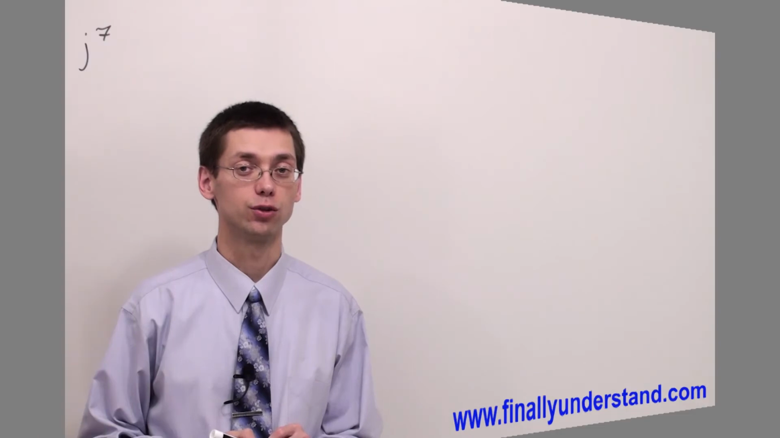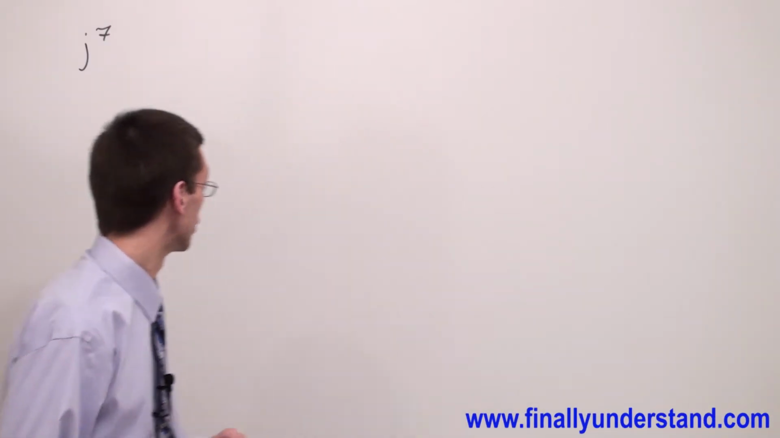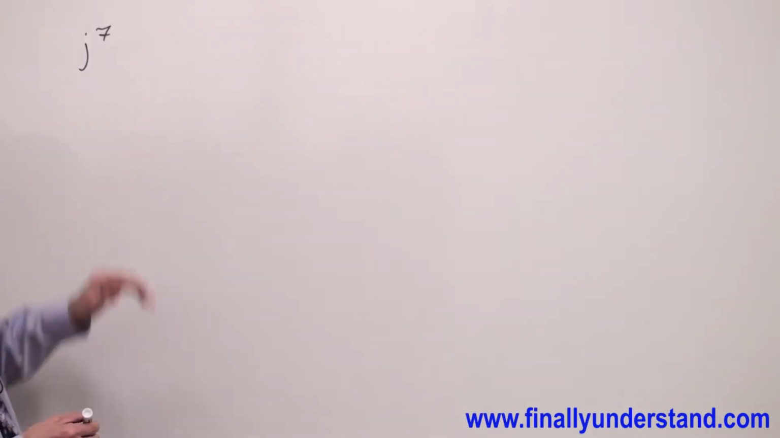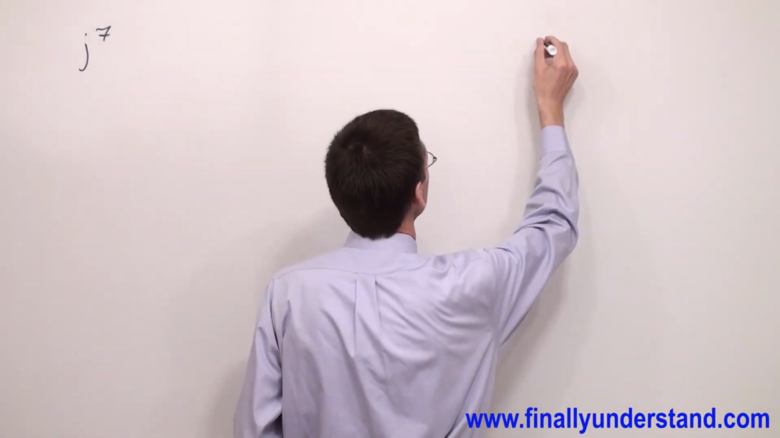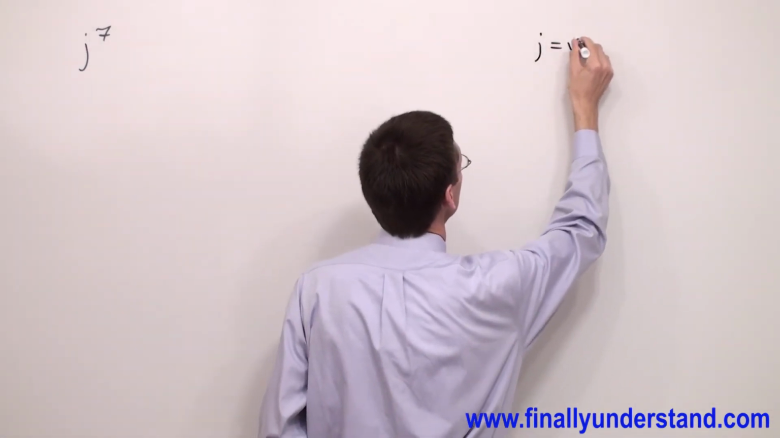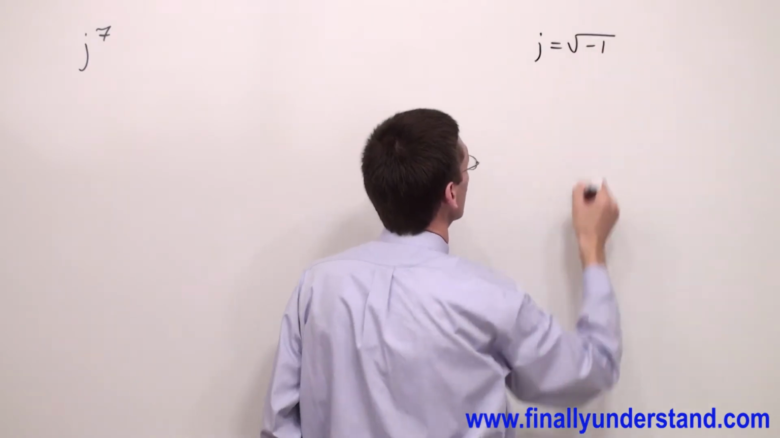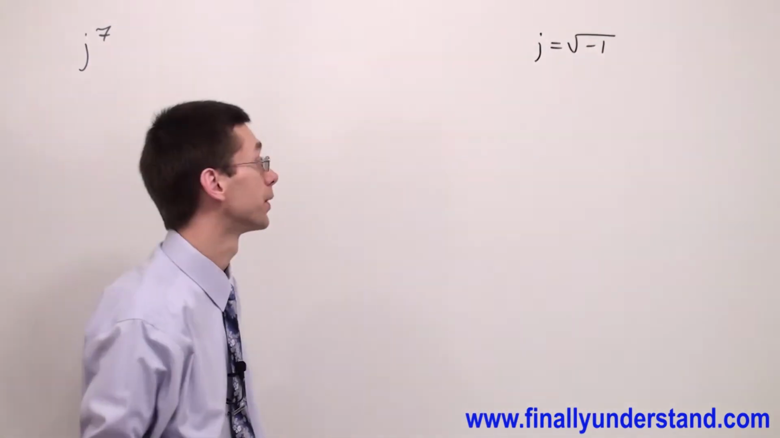Let's take a look at this example. We're supposed to find out how much is j to 7. In order to solve this kind of problem, you're supposed to remember that j is equal to the square root of -1. This is called the imaginary unit.